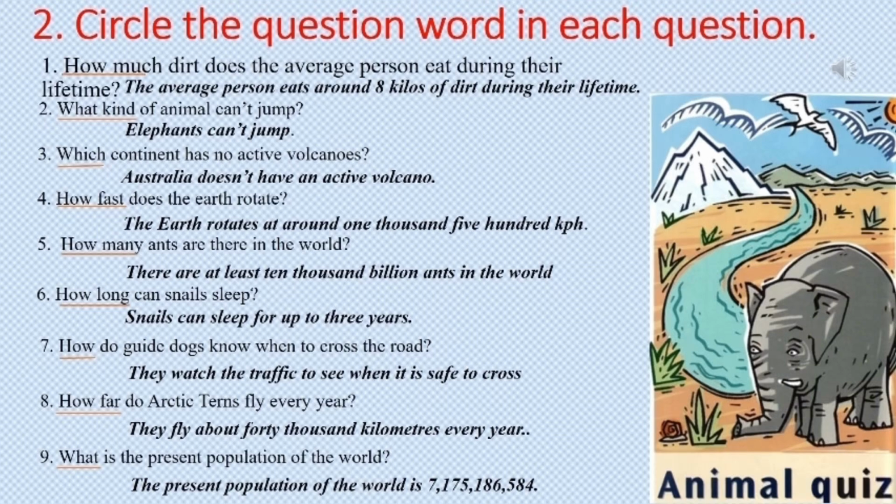Is how. Question 7. How do guide dogs know when to cross the road? Is how. Question 8. How far do Arctic terns fly every year? How. The last one, question 9. What is the present population of the world? Is what. Great.